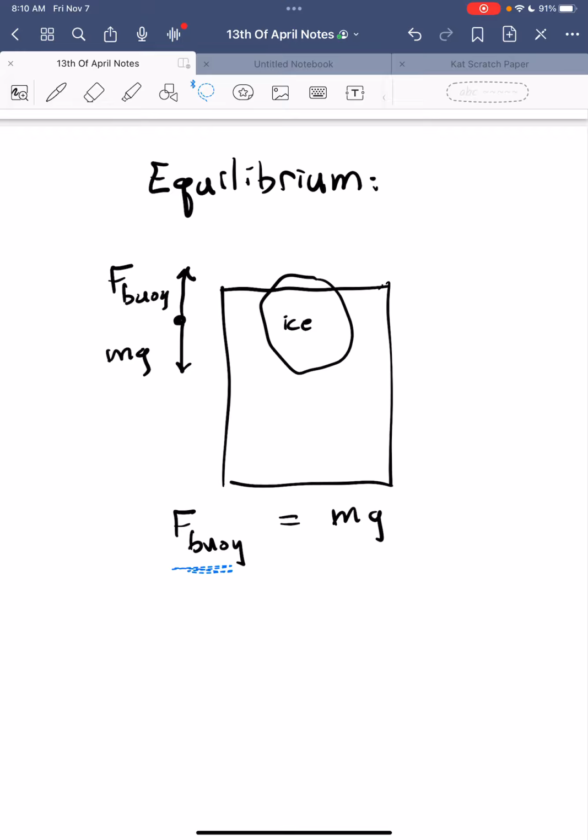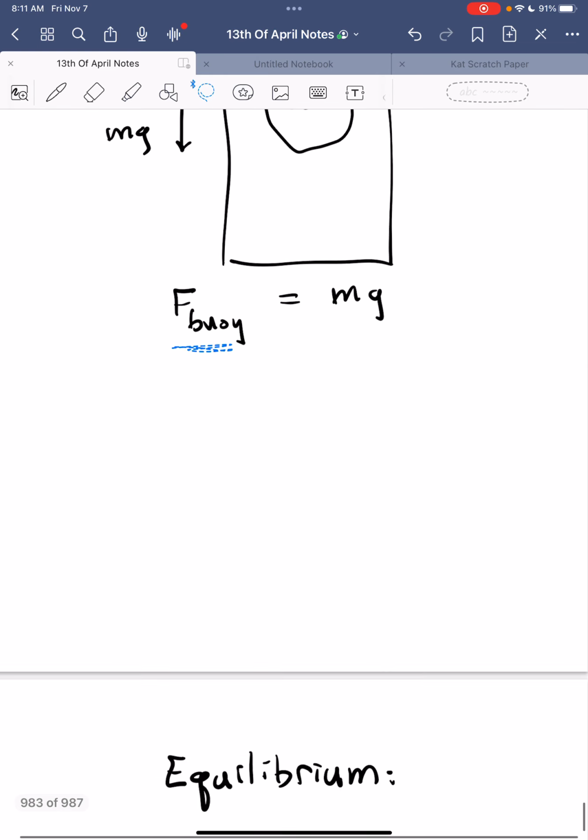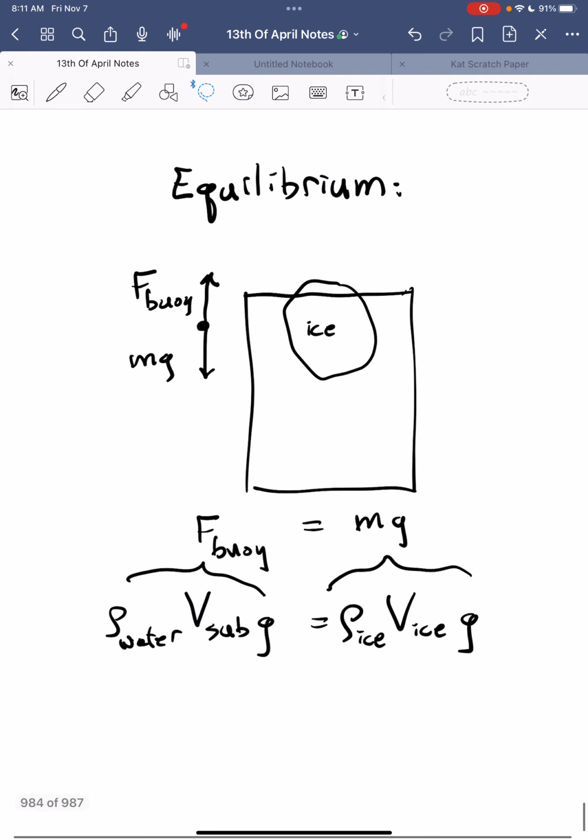So we went over that earlier. Anything that's floating is basically going to displace an amount of water whose weight will be exactly equal to the object that's floating. So let's expand on that. Let's look at these terms. The buoyant force is equal to the density of water times the volume of ice that's submerged, times g. In other words, that's the amount of water that's being displaced. A density times a volume is going to give us some mass, so that's basically the mass of the water that's displaced times g. That must equal exactly the weight of the ice.